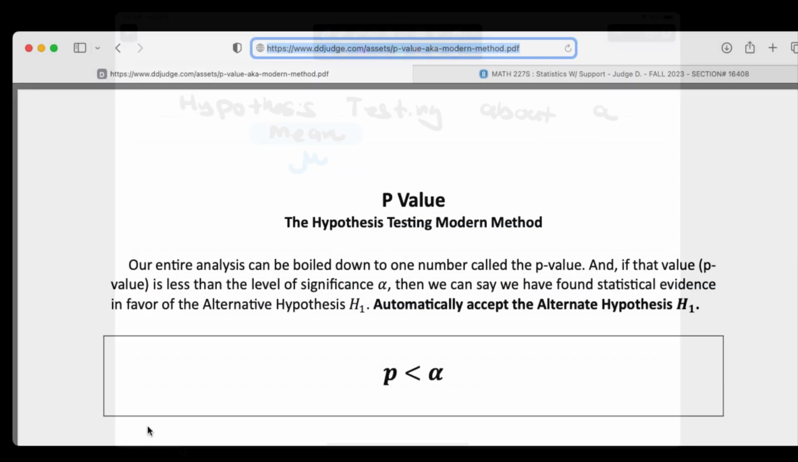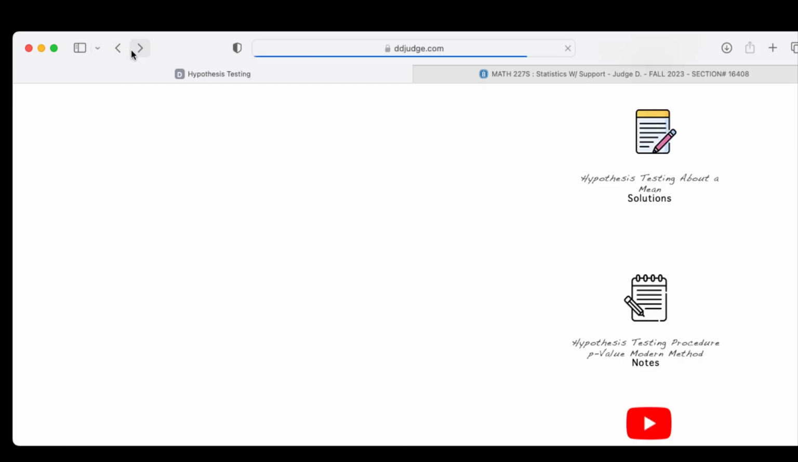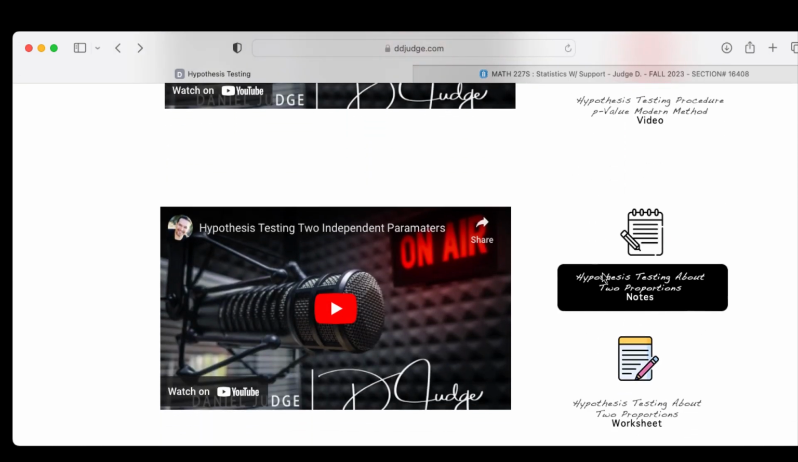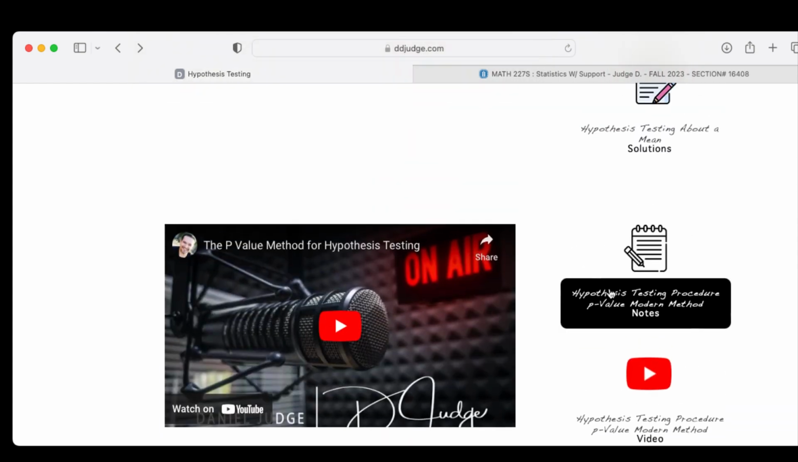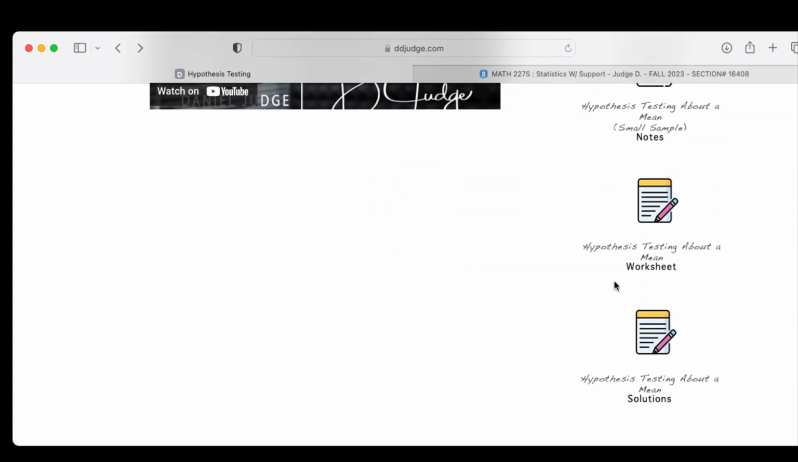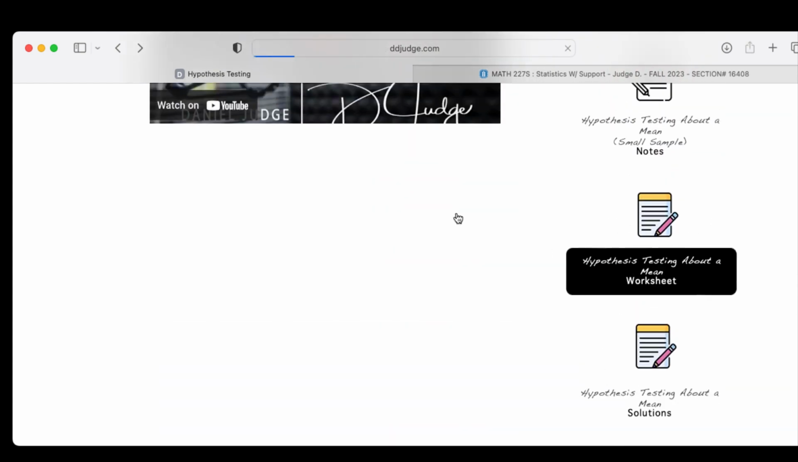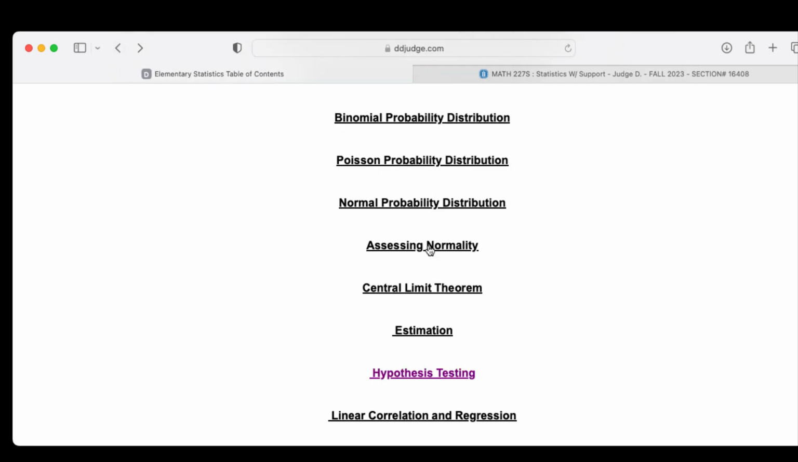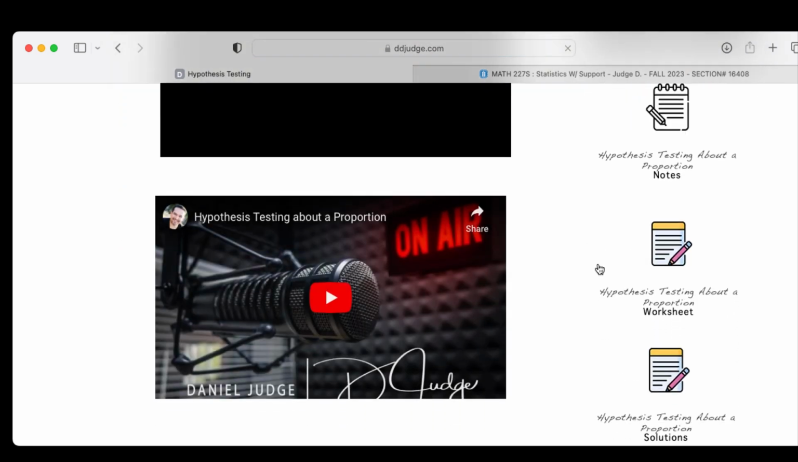And yes, I also have notes, hypothesis testing about a mean here, right in here. Look at that. Oops. Those aren't notes. Let's go to the notes.